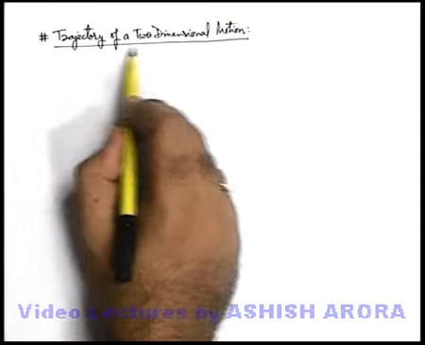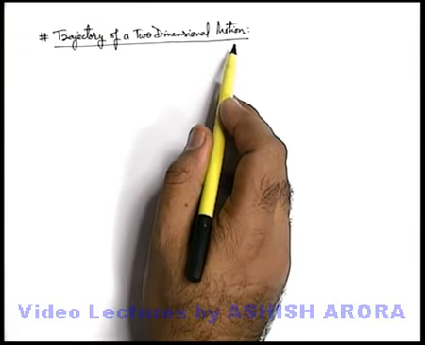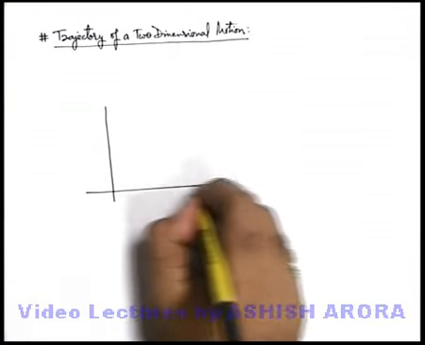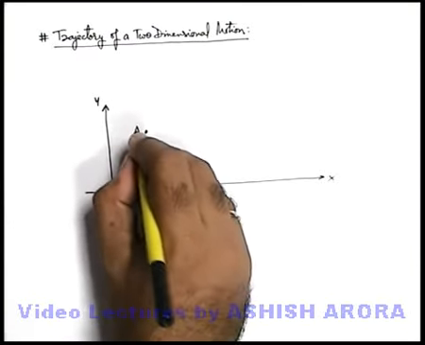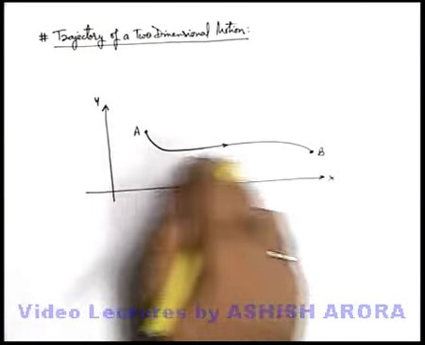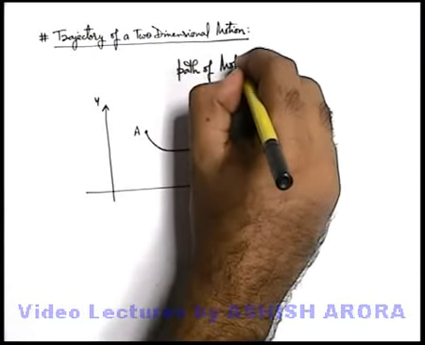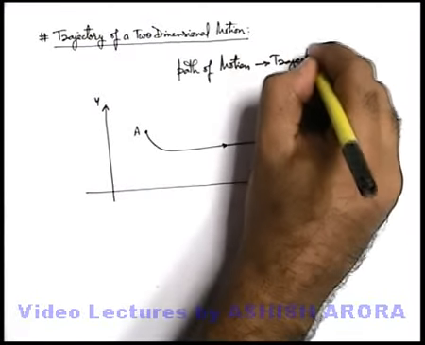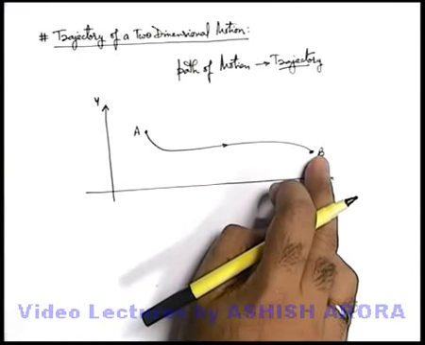Now we'll discuss the trajectory of a two-dimensional motion. As we have studied, two-dimensional motion is the motion of a particle in a plane. When a particle moves in a plane like this, say if we are having an xy coordinate system and a particle starts from point A and say it goes to a point B along this path, then this path of motion, whatever path the particle follows, we term as trajectory. So trajectory is the path which the particle follows, or it is the locus of motion of the particle.